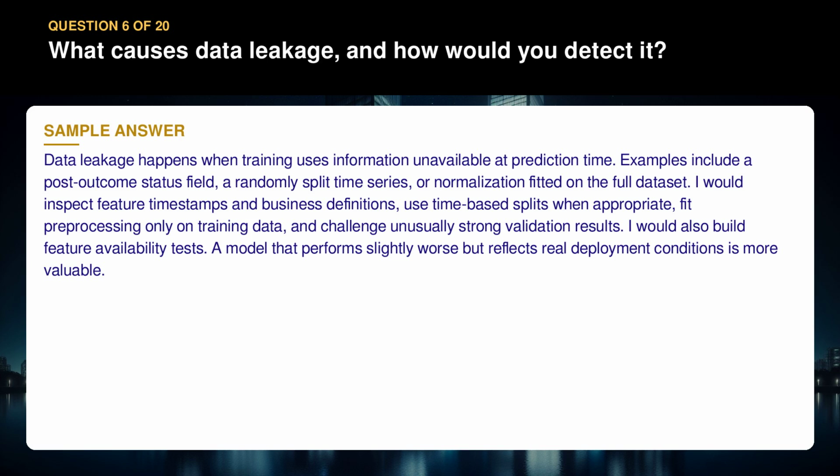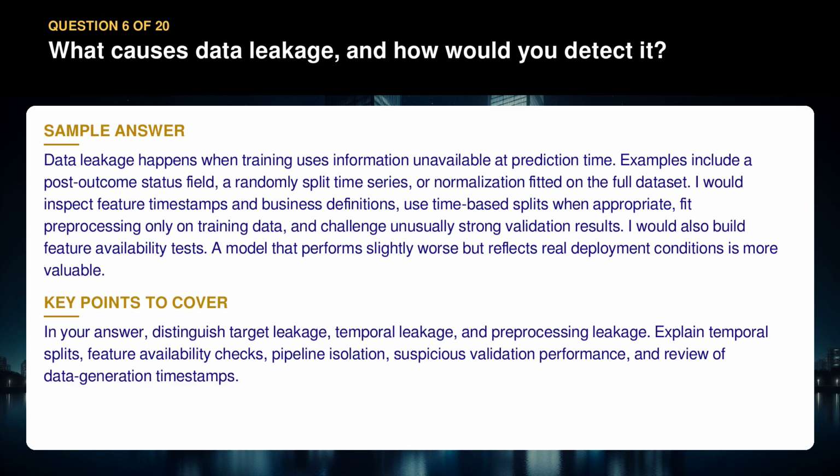I would also build feature availability tests. A model that performs slightly worse but reflects real deployment conditions is more valuable. In your answer, distinguish target leakage, temporal leakage, and preprocessing leakage. Explain temporal splits, feature availability checks, pipeline isolation, suspicious validation performance, and review of data generation timestamps.